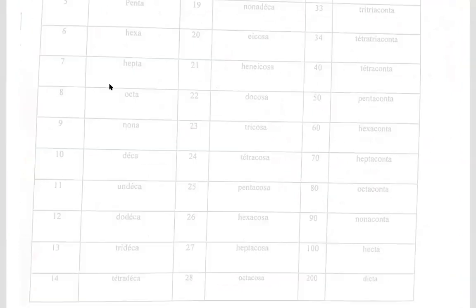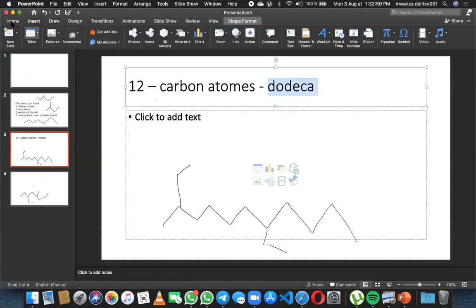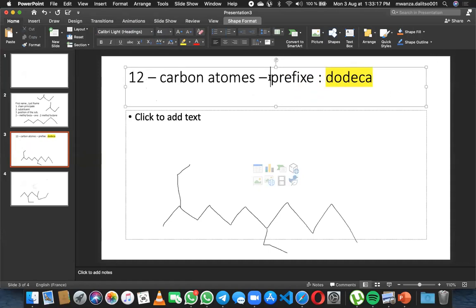So we are saying a 12 carbon alkane is called what? Dodeca. This is the number of carbon atoms that we have, and this is the prefix. If you guys are following, correct. So this is the prefix.